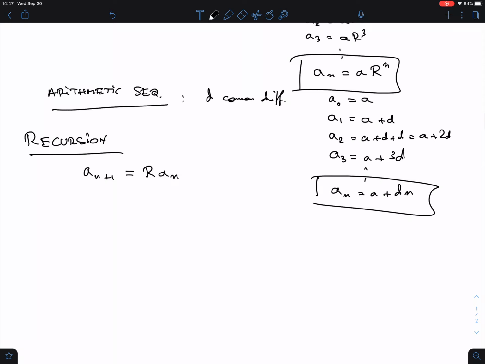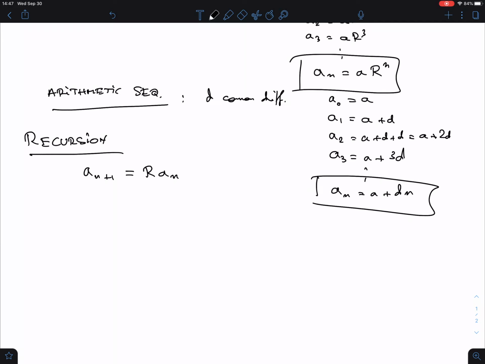a_(n+1) is r times a_n. The previous one, a_n, you multiply that with r and you get the next one. So this is what we call a recursion relation or recurrence relation. And it tells us that we actually can build a sequence knowing from the previous sequence. Another way of saying that is, and we'll come to that shortly, is that we can use a program.